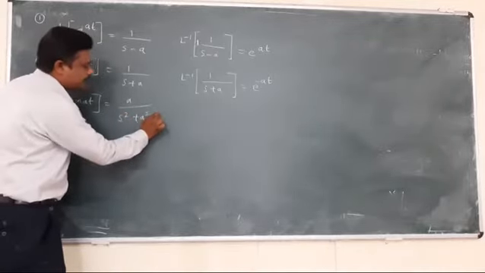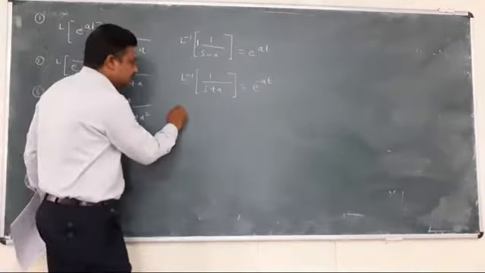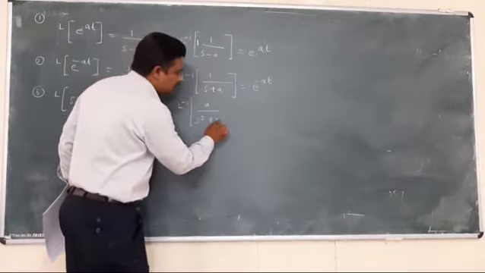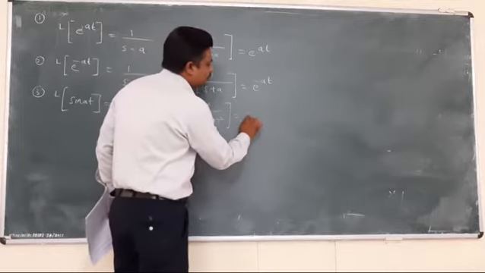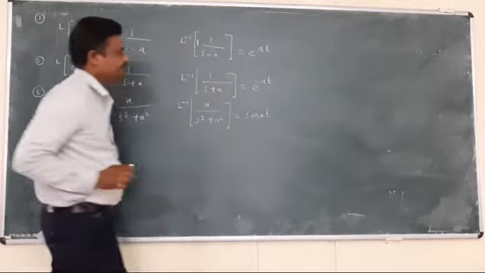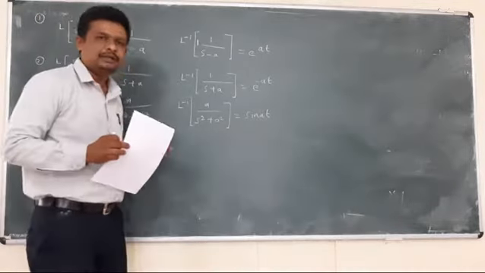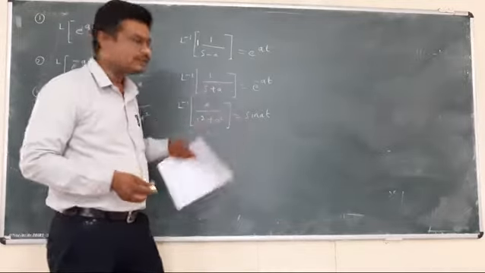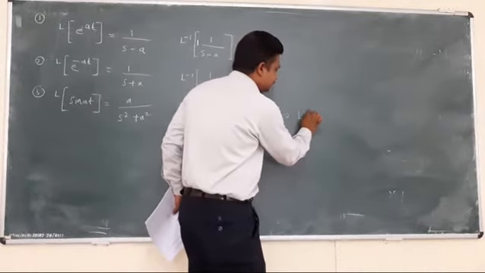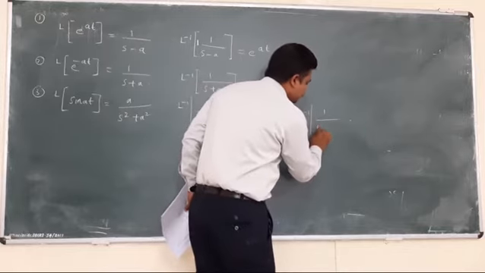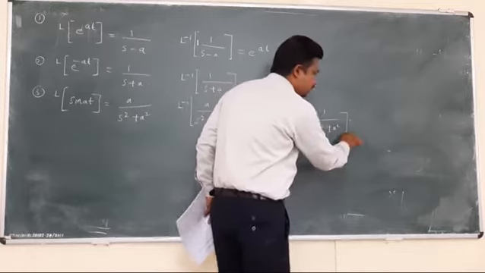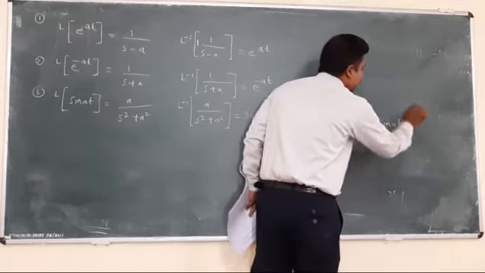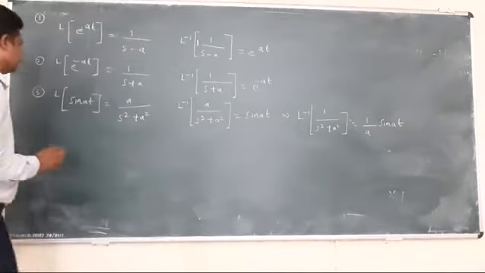Third formula: we know that Laplace of sin at is equal to a upon s square plus a square. So L inverse of a upon s square plus a square is equal to sin at. While solving the example, I will take this a to the RHS because it is a constant term. So this implies L inverse of 1 upon s square plus a square is equal to 1 upon a into sin at.